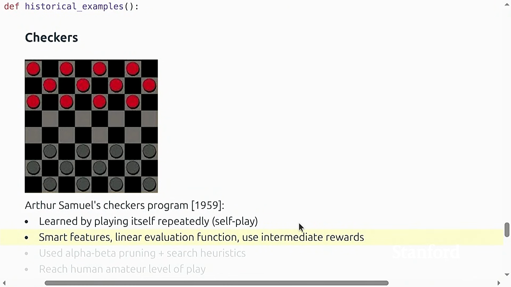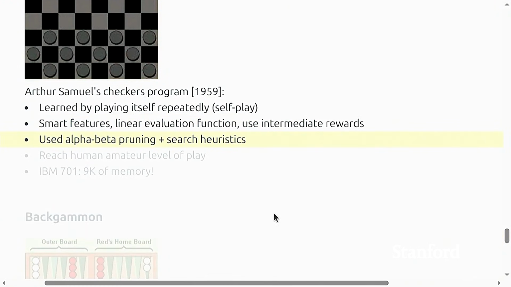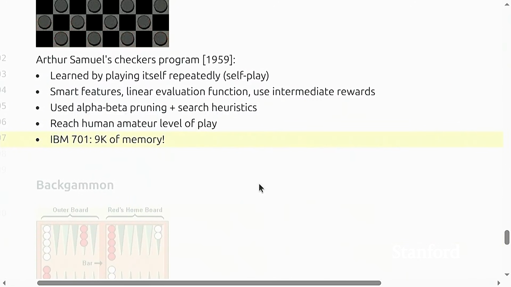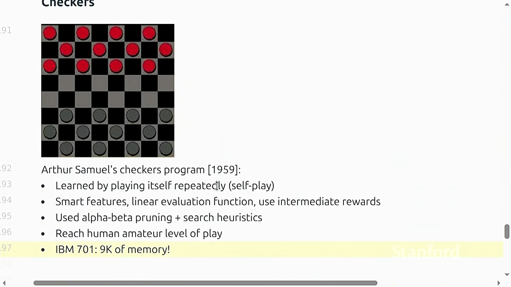Remember, in games, the true reward is only if you win or lose. But that is a very hard thing to learn from because it's a delayed reward problem. So they essentially added some intermediate rewards to make the problem easier. They also did alpha-beta pruning with some additional heuristics which are domain-specific; alpha-beta pruning we talked about. And this reached an amateur level of play. So it could probably beat me, probably. And you've got to remember, this was 1959, on 9 kilobytes of memory. So pretty good.